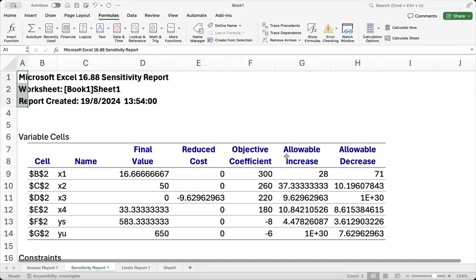Also, if the price of product one changes, decreasing from 300 to 280, let's say, do we have to solve the problem again? No, we don't have to solve the problem. The solution remains the same. Okay. Let's go with the same plan.